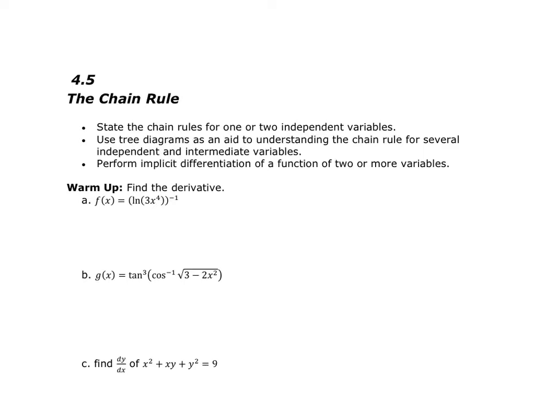In this video, we're going to look at the chain rule for two or more independent variables. We're going to use tree diagrams to aid us in understanding the chain rules for several independent and intermediate variables. And then we're going to perform implicit differentiation on functions of two or more variables.